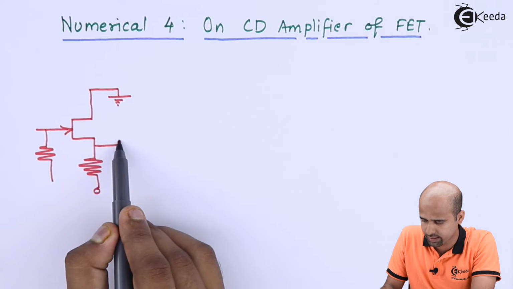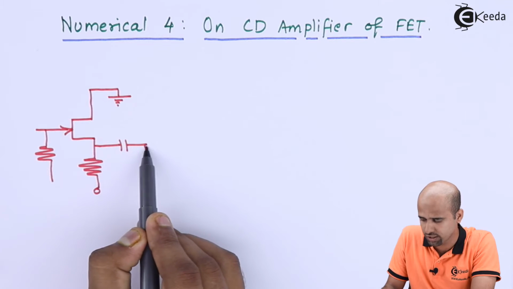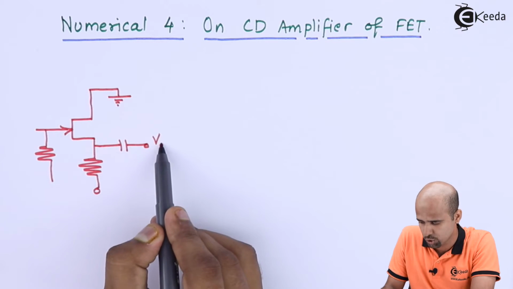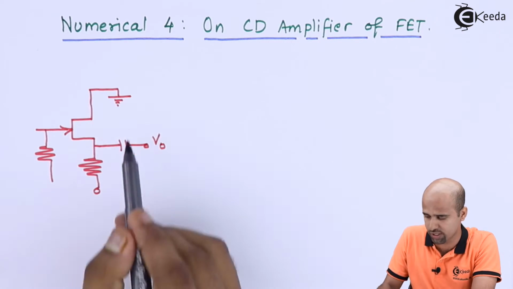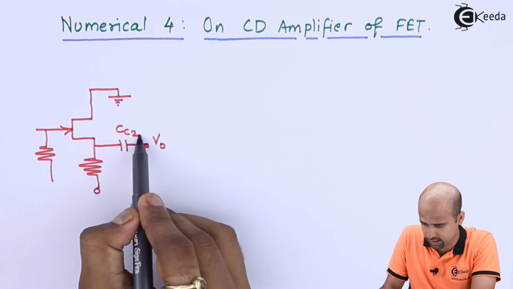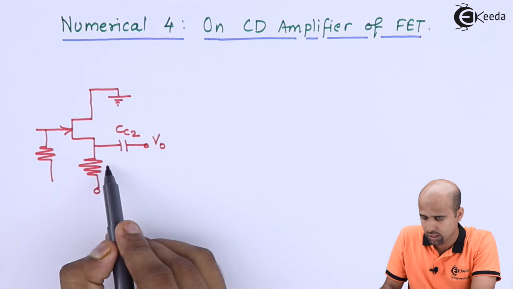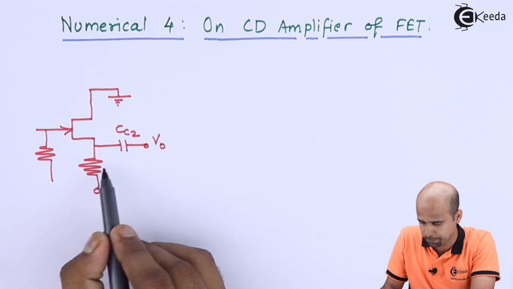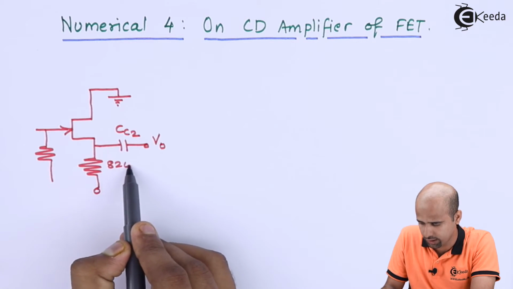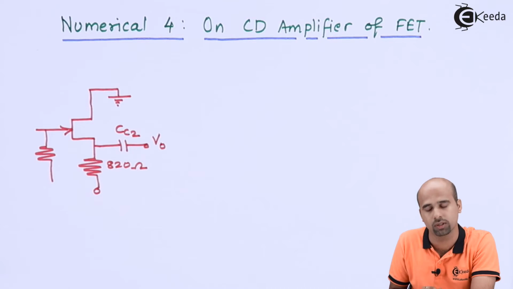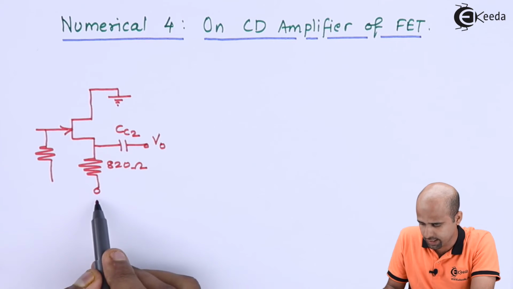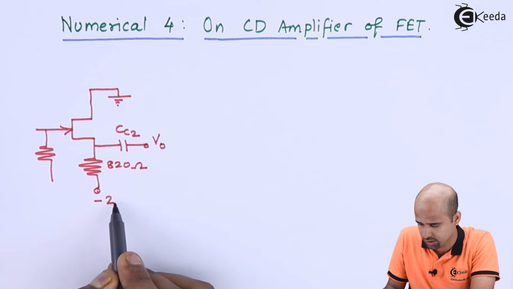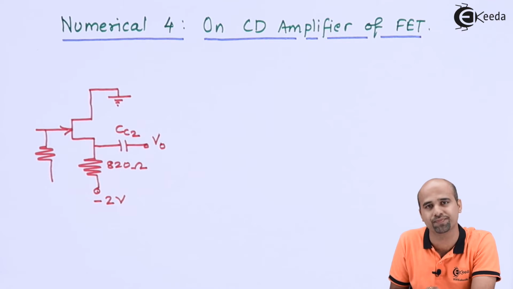Source is connected to output voltage through a capacitor. So I'm getting output at the source side. Here the coupling capacitor is CC2. Output resistance in the form of RS, I'm taking it as 820 ohm. And this DC supply, I'm applying it as -2 volts. Okay.